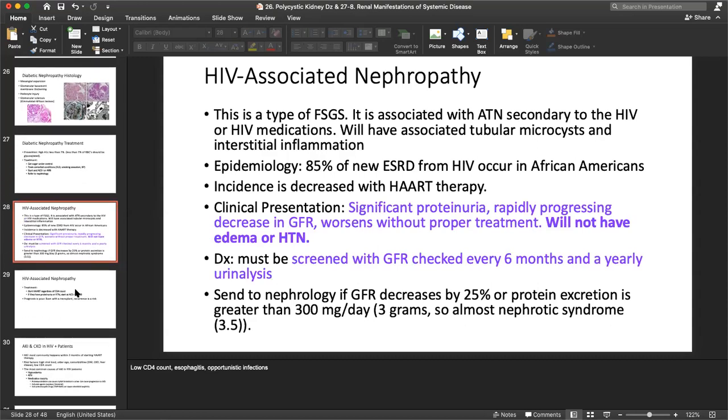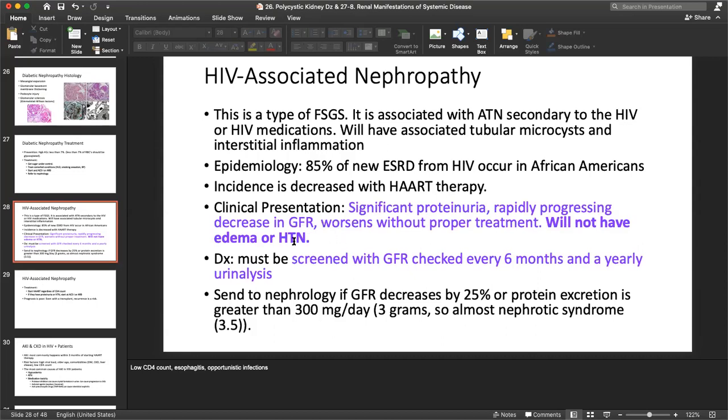Okay, HIV-associated nephropathy. I feel like this was maybe asked. This is a type of FSGS, and it is going to be associated with ATN. The clinical presentation, I think this is most important for her. She likes these clinical presentations, and then she wants you to know what to do. So significant proteinuria, rapid decreases. Before, with diabetic, they were diagnosed with diabetes, and then 15 years later they started having decreased GFR. This is lots of protein and rapid decreases.